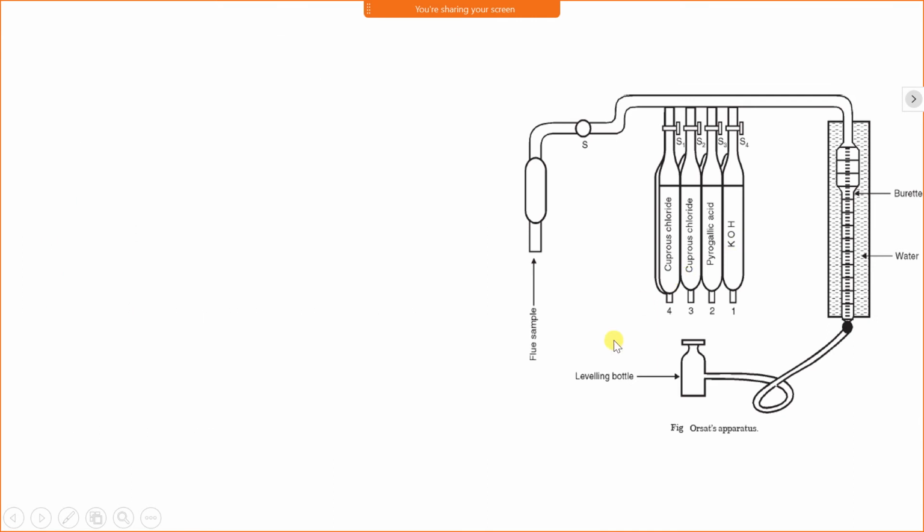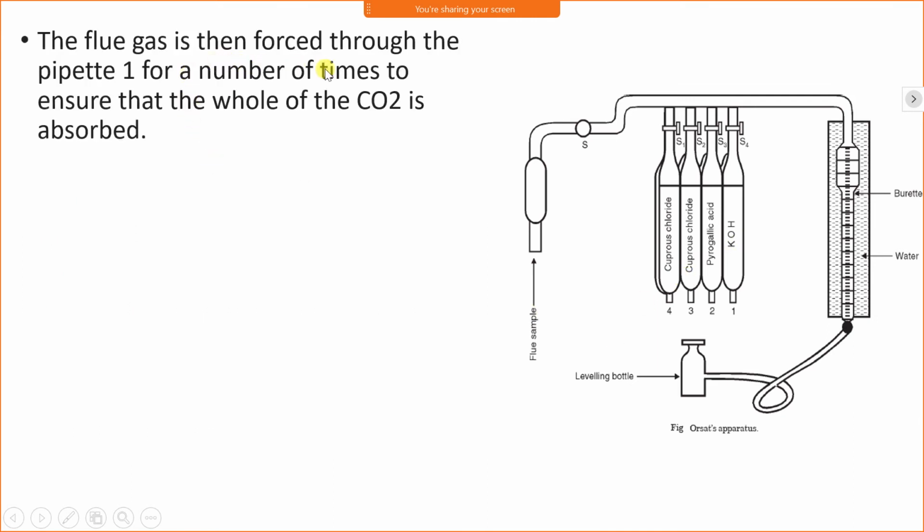Now, the flue gas is forced through pipette 1 a number of times to ensure that the whole CO2 is absorbed. This process is repeated, that means the gas is allowed to pass into the KOH solution a number of times so that all CO2 can be absorbed. Now we read the initial reading, then the reading after absorbing in the KOH, and the difference gives the amount of CO2 absorbed.